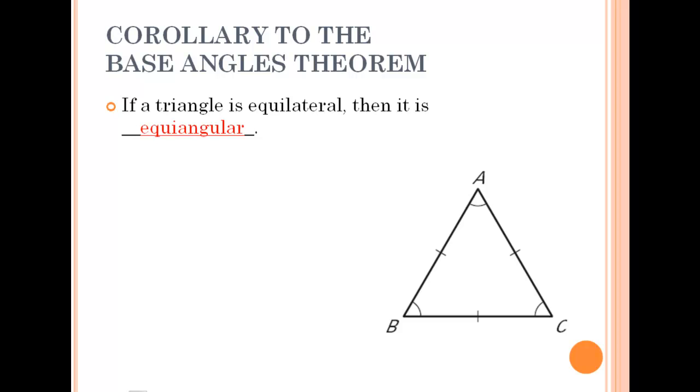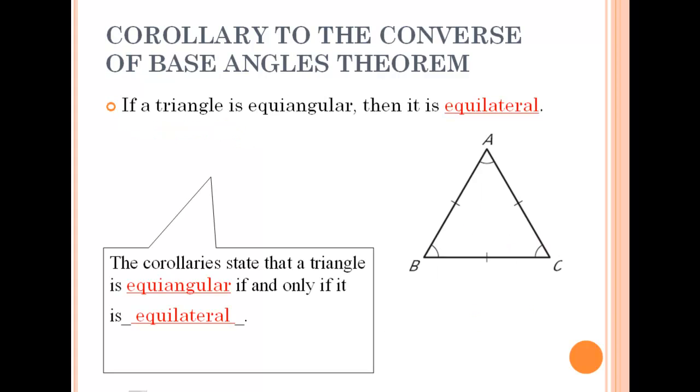The corollary to the base angles theorem. So if a triangle is equilateral, then it is also equiangular. So this is something you just got to know. If you're given that a triangle has equal side lengths, then you know all these angles are also equal. So if it's equilateral, then it's also equiangular.